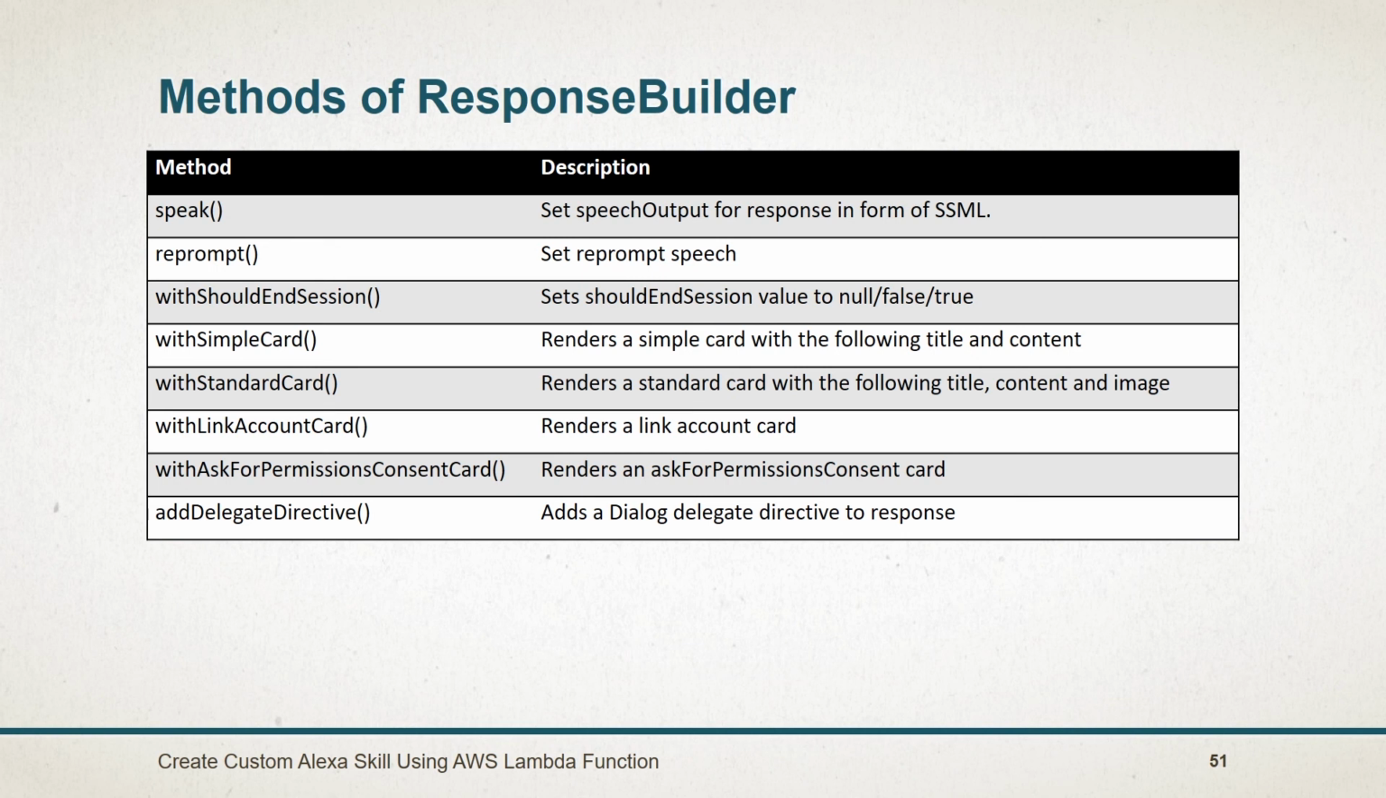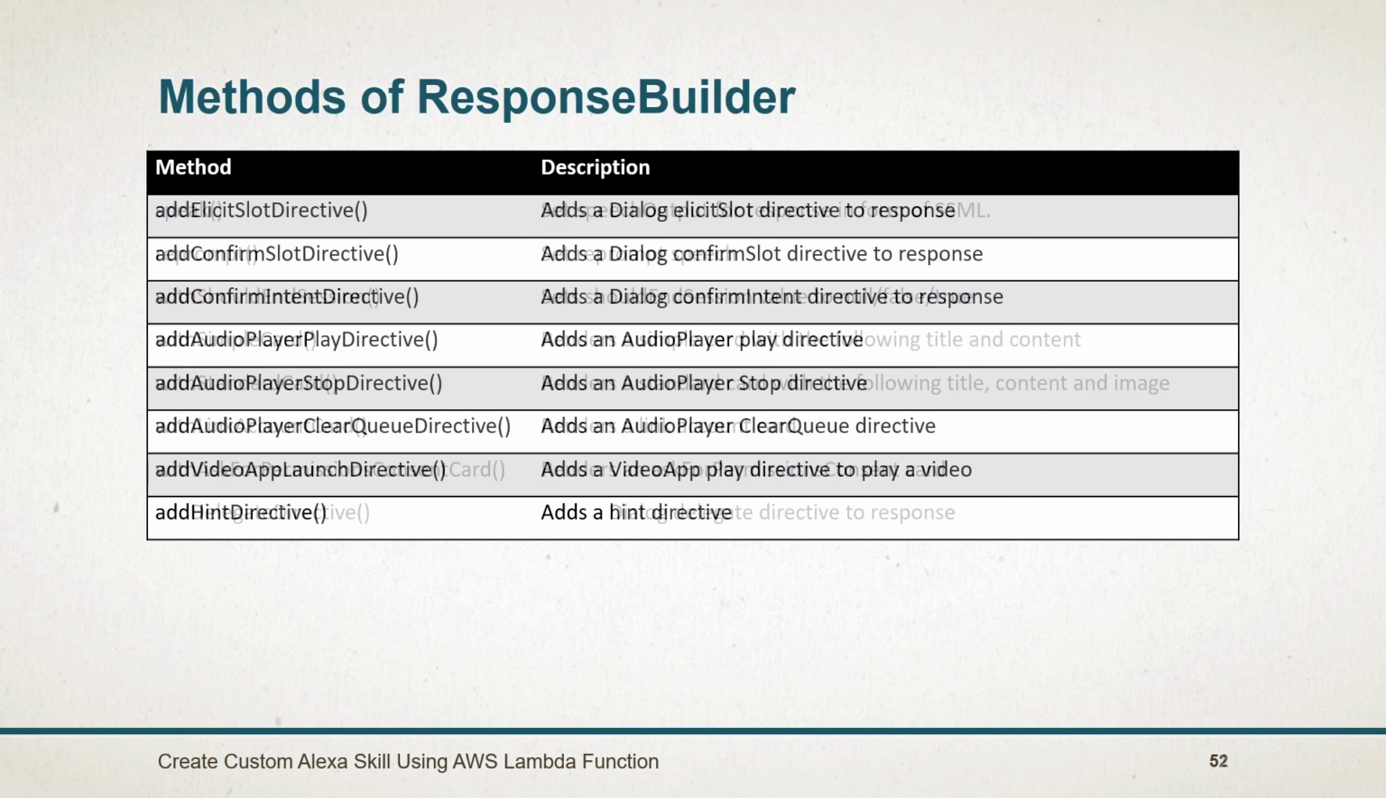The withAskForPermissionsConsentCard method renders an ask for permissions consent card. The addDelegateDirective method adds a dialog delegate directive to the response. The addElicitSlotDirective method adds a dialog elicit slot directive to the response. The addConfirmSlotDirective method adds a dialog confirm slot directive to the response. The addConfirmIntentDirective method adds the dialog confirm intent directive to the response.